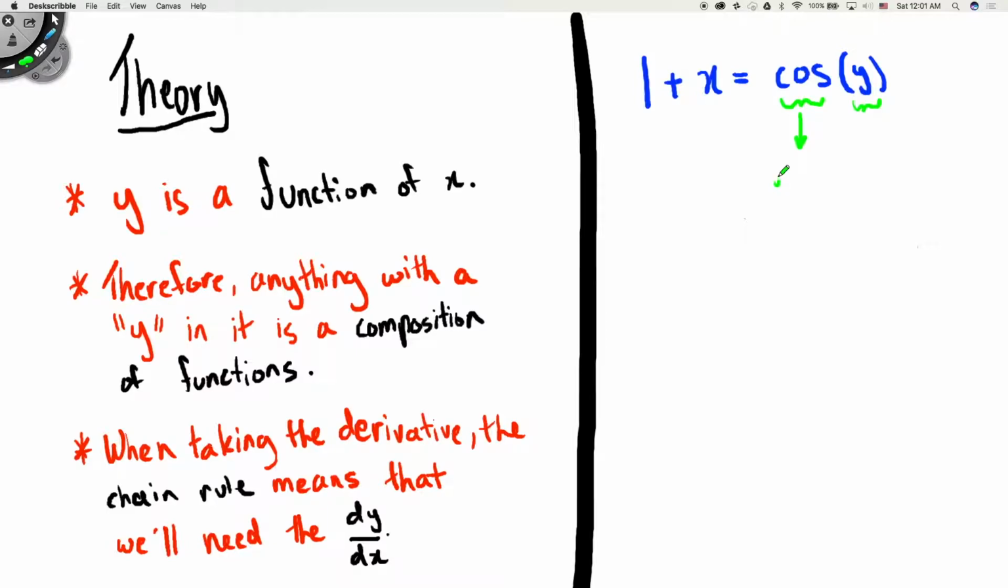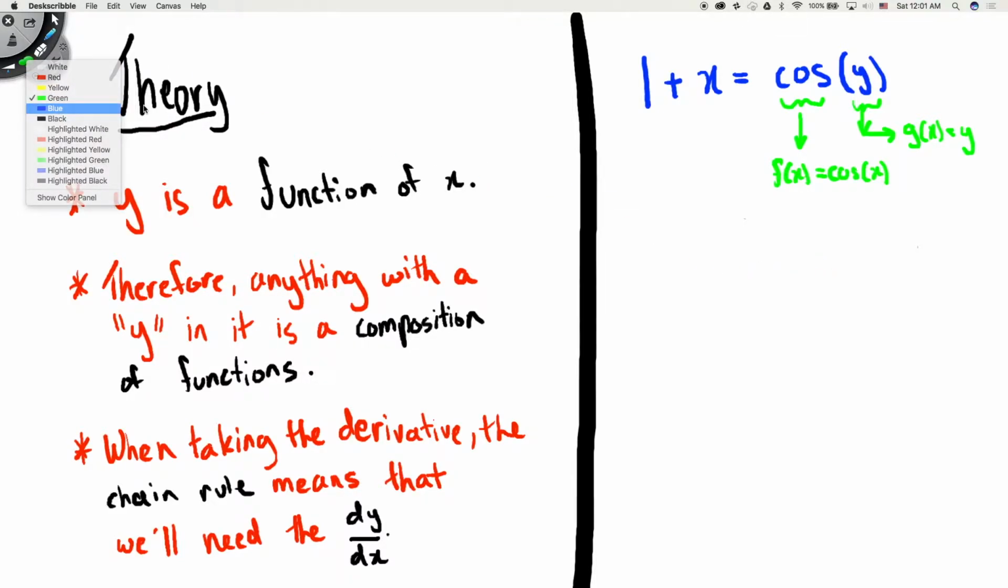On the outside we have f of x equals cosine of x, and on the inside we have g of x equals y. And remember, because y is a function of x, we can basically say this. So what we really have here is a composition of functions, something in the form of f of g of x.